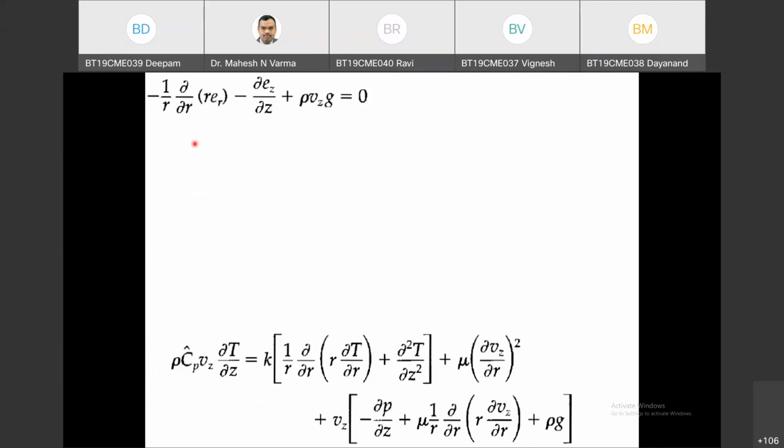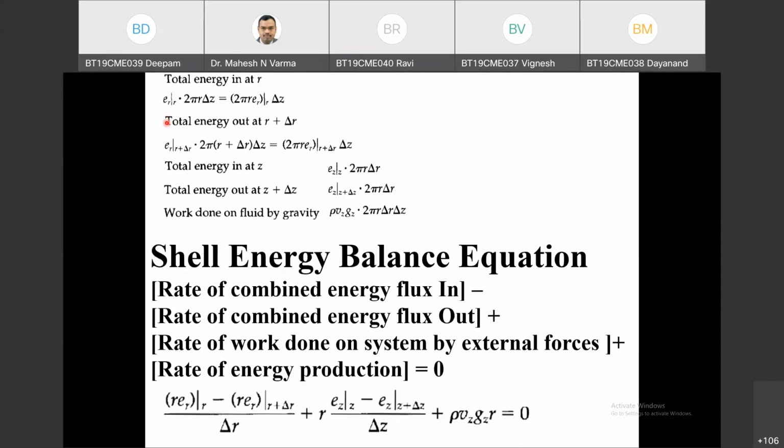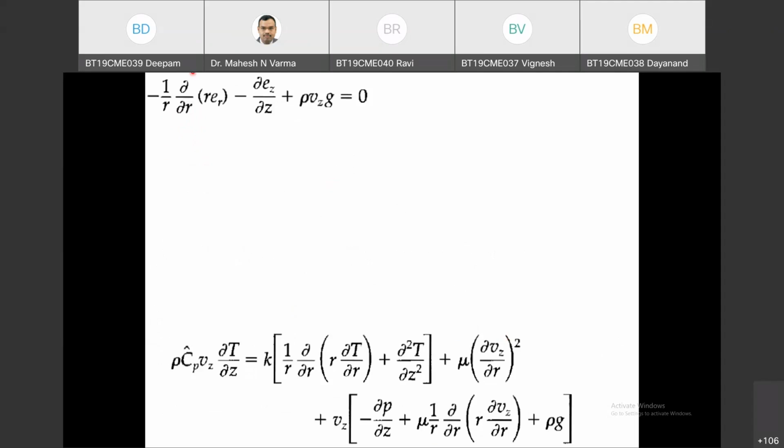So this is what you will get actually: 1 upon R. After getting a differential equation, you can divide it by R. So 1 upon R d by dr of R into ER minus dEz by dz plus rho into Vz into G, that equals 0.